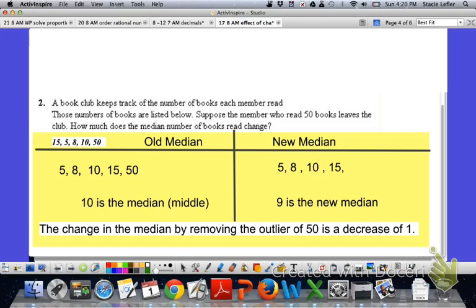So really, if there's an outlier, the median is not going to be affected very much. It's the mean that really gets affected a lot.